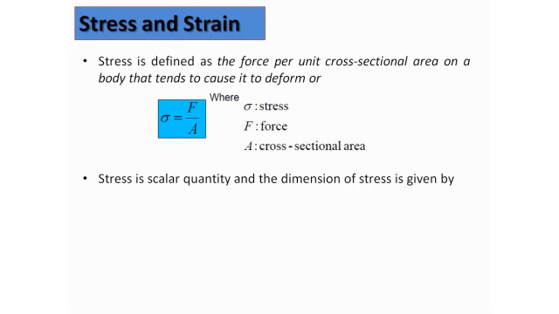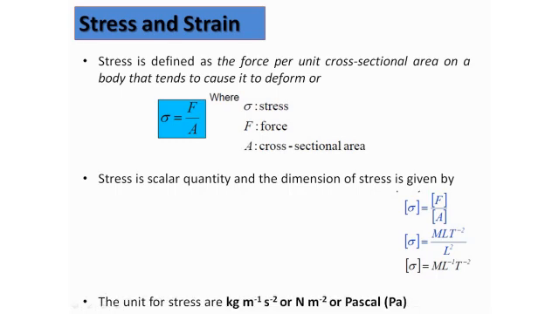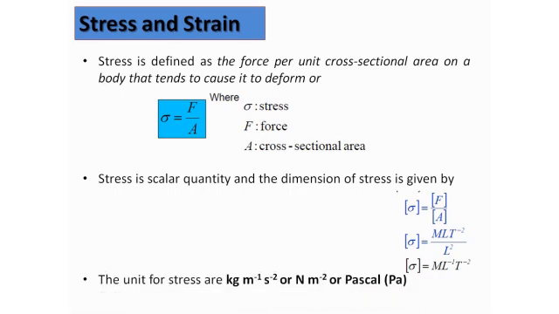Now you should know that stress is a scalar quantity, and the dimension of stress can be given like this: stress is equal to F by A, force is equal to ML T inverse 2, divided by L square. So simply, the unit of stress is kg for the mass, per meter for the length, per second square for the time, or you can simply say Pascal.